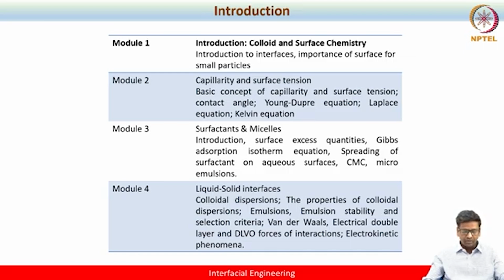So we'll mainly deal with surfactants and micelles, and we'll start with the introduction, and then give enough insight into what are known as surface excess quantities. There is something called positive surface excess and negative surface excess, right? And what are their consequences? We'll see them. After that, we'll move on to the Gibbs adsorption isotherm equation, a very famous equation. This gives you the relationship between chemical potential and surface tension. We'll look at that after the surface excess quantities.